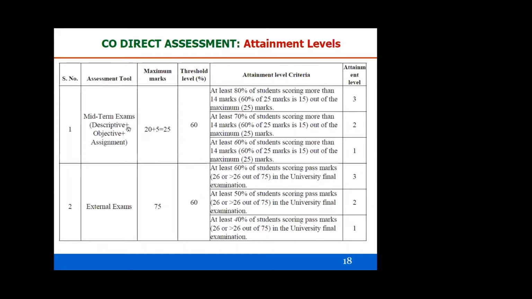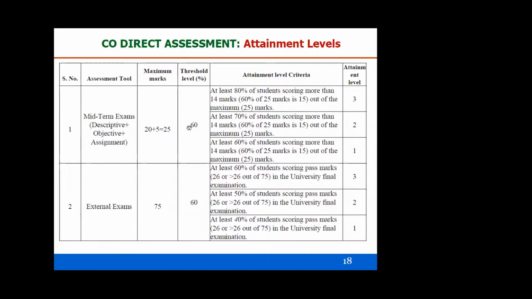Now here I have taken a theory course internal assessment. Suppose in our university we have an internal exam with 3 components: one is descriptive for 10 marks, objective for 10 marks, assignment for 5 marks, total 25. For your university or institution, you can include whatever components you have. Then total marks 25. Now, by considering overall marks out of 25, here we fixed the threshold level as 60 minimum.